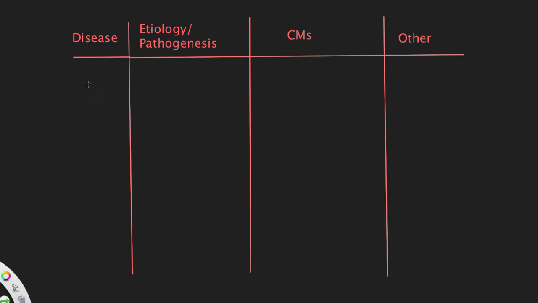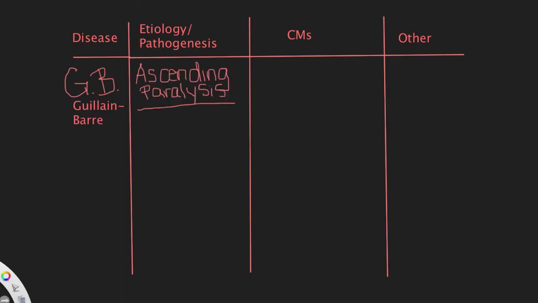So let's start with the only disease that affects the peripheral nervous system, and this is Guillain-Barré, and we'll abbreviate this GB. So Guillain-Barré, when you think about that, remember this is a disease associated with ascending paralysis. So with Guillain-Barré, the paralysis is ascending, so starts at the toes and goes up, and one of the things we really want to be concerned with is as the paralysis ascends, it can affect the diaphragm.